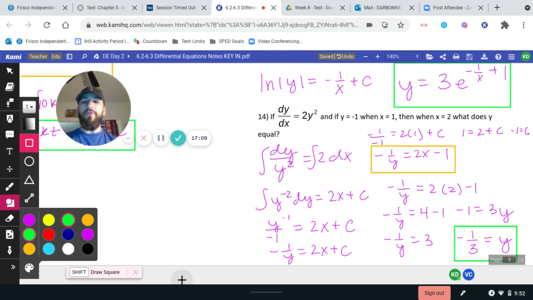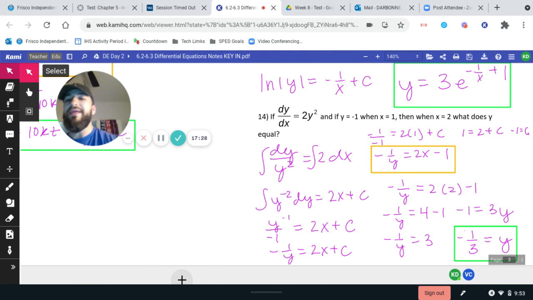So just to kind of recap 14, because it is a little bit different. So separate, integrate like normal. Plug in your initial condition like normal. But then once you have that particular solution, the extra step is you then plug in another x value to solve for the y value.